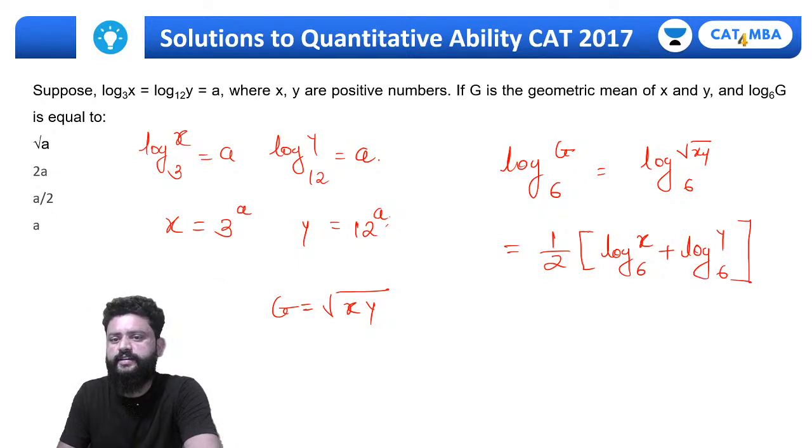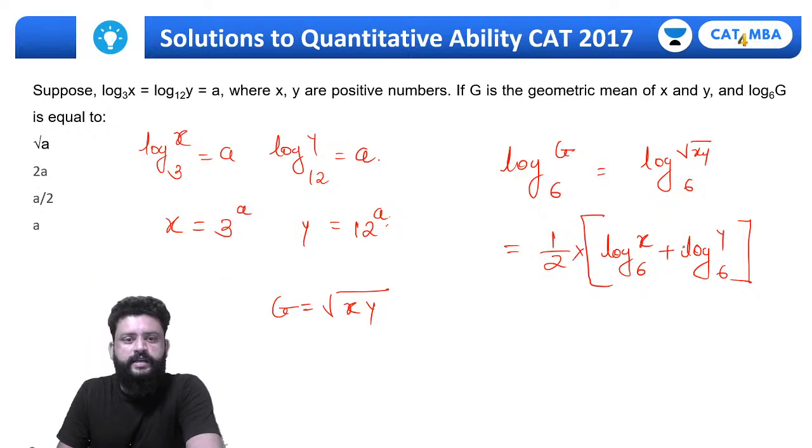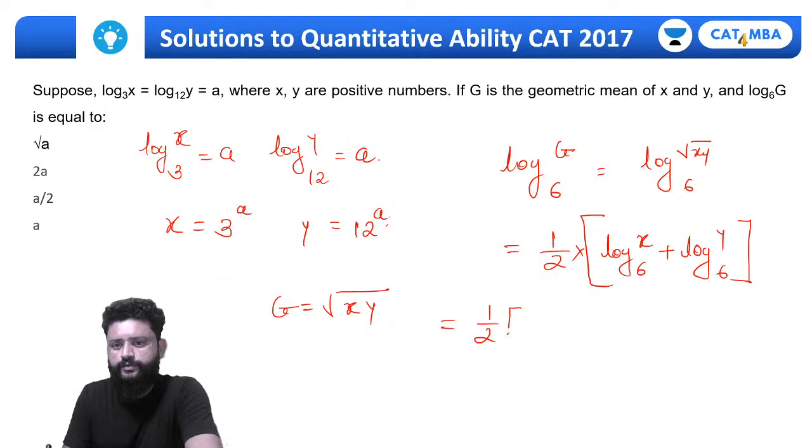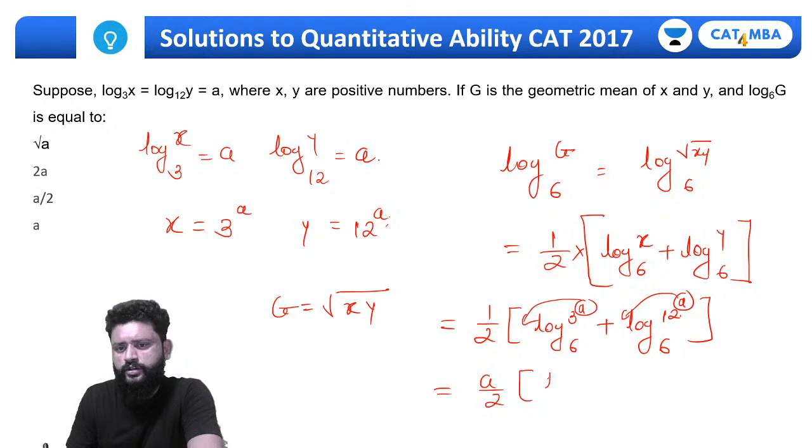What we can do, log of X into Y को हम सेपरेट करके लिख सकते हैं log X plus log Y. That's the formula. लॉज ऑफ लॉगरिथम में अप्लाई कर रहा हूँ जस्ट यहाँ पे. X का वैल्यू रख देते हैं 3 to the power A, so I'm getting half of log of 3 to the power A to the base 6 plus log of Y का वैल्यू है 12 to the power A to the base 6. तो ये जो न्यूमरेटर इंडेक्स जो है वो आगे आ जाता है, A, that will come common as well. This will be A by 2 in bracket log of 3 plus log of 12.